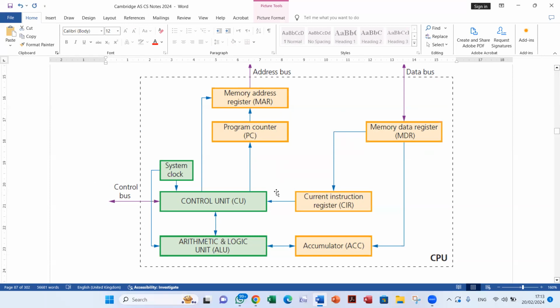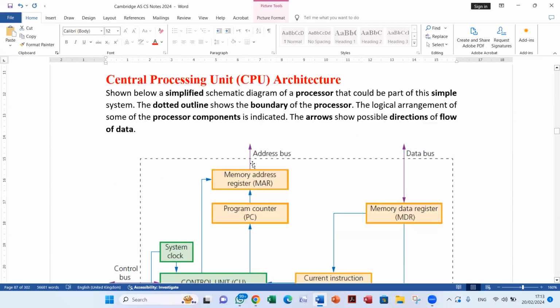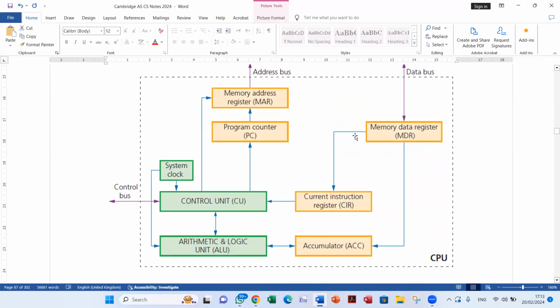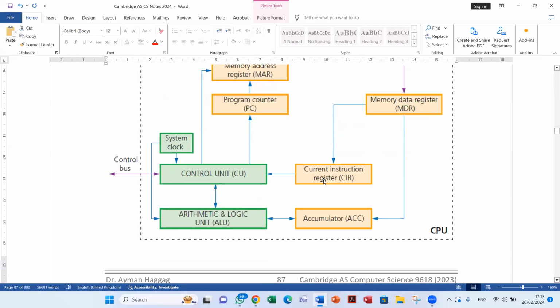Okay, so we told now about 4. The program counter copies its data into the MAR, memory address register. The memory address register is directly connected to the address bus. The memory data register is directly connected to the data bus. Data comes and stays first in the MDR, memory data register, and then is copied to the CIR, current instruction register.